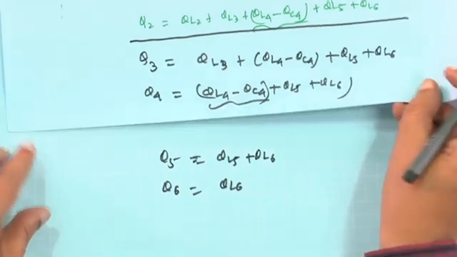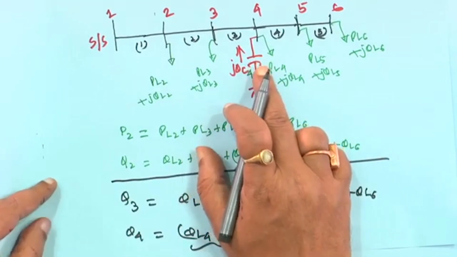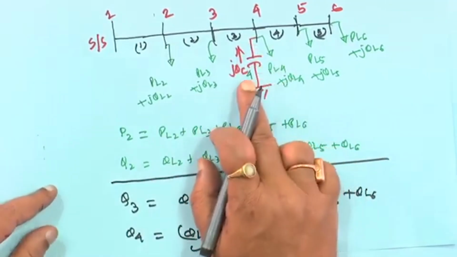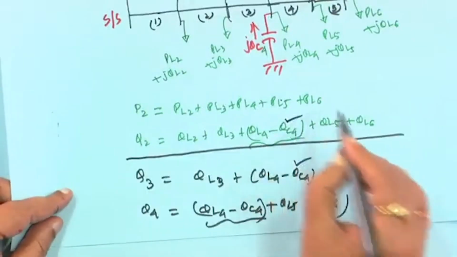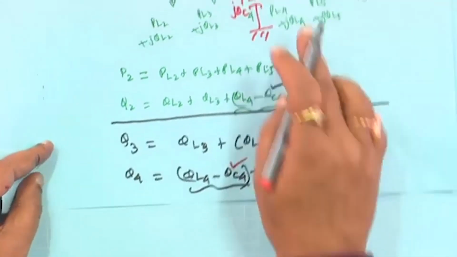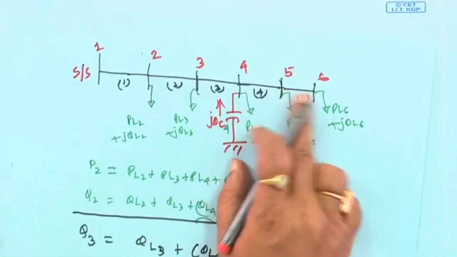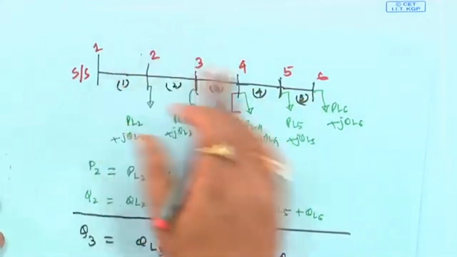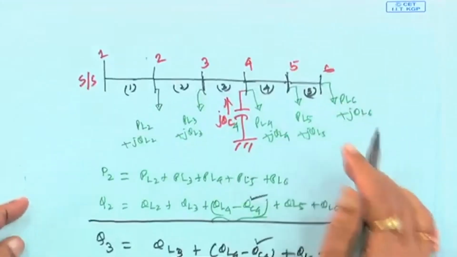Now, when the capacitor is connected at node 4, up to node 4 the effect of QC is there: Q2, Q3 and Q4 are also functions of QC4. But as soon as you come to 5, you are leaving this node. That means Q5 is equal to QL5 plus QL6, because the capacitor is behind this node, not ahead of it, and Q6 will simply be QL6.